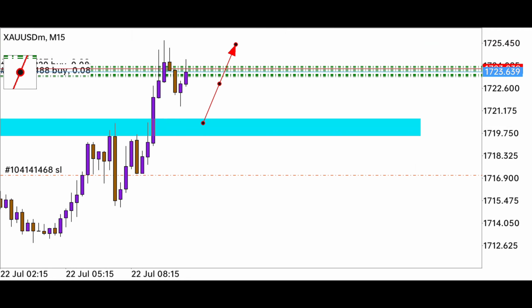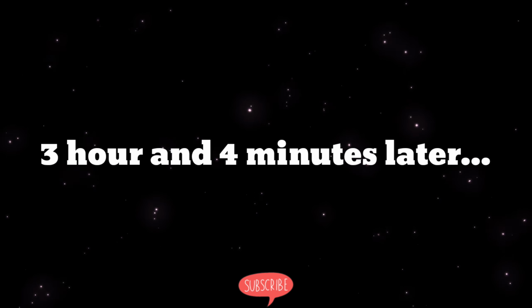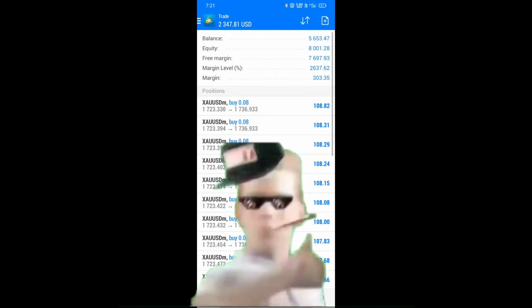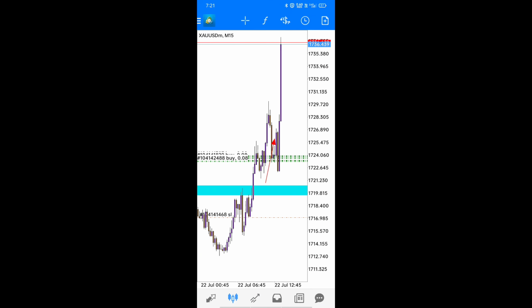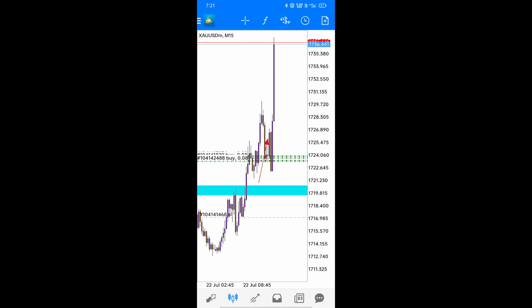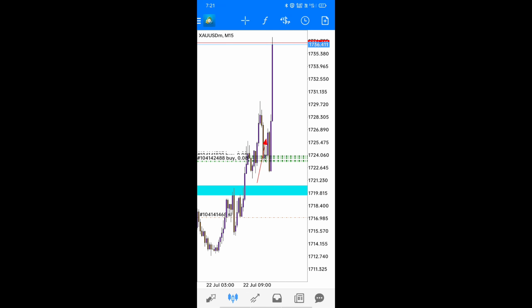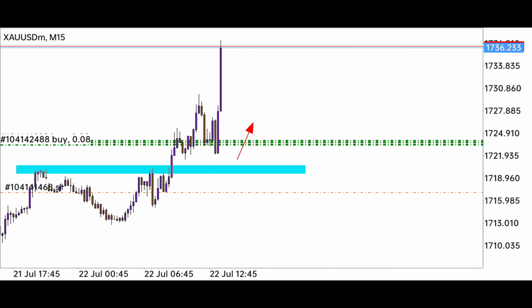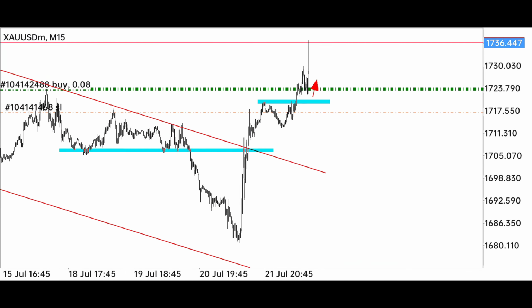The market will go up from here as the market has been in bullish momentum for the last few hours. Achieved this target in just 3 hours 4 minutes. It was a high probability trade. The market has respected our setup. Our analysis was correct, due to which our target has also been achieved.